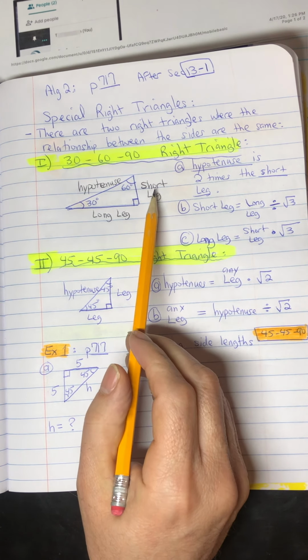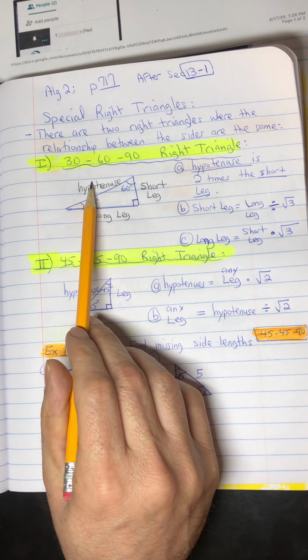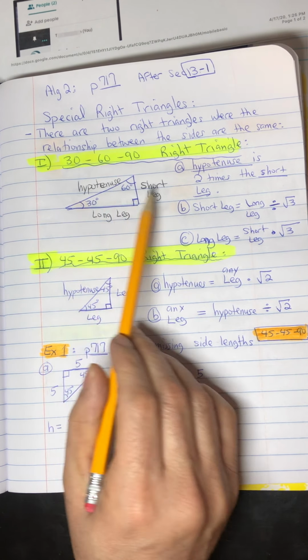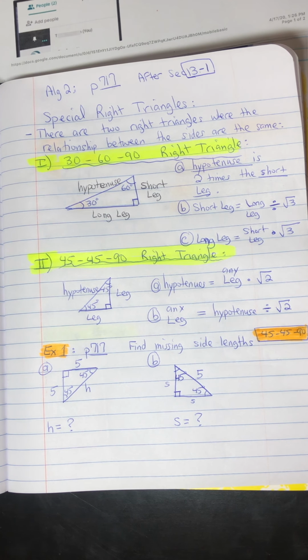And vice versa, if you know the hypotenuse and you want the short leg, the short leg is smaller, so you have to divide by 2. So you're multiplying or dividing by 2 between the hypotenuse and the short leg.